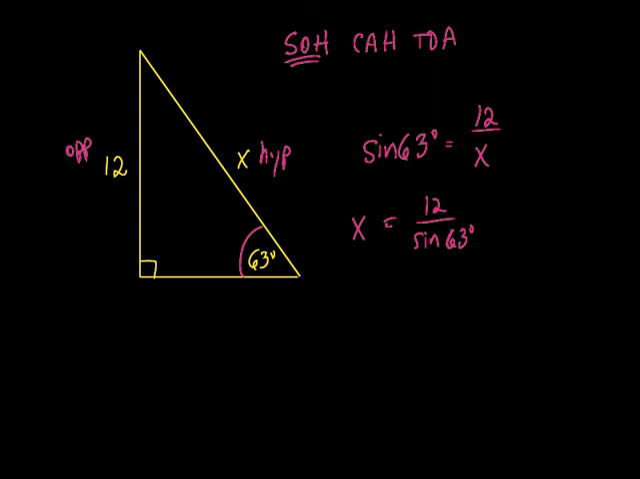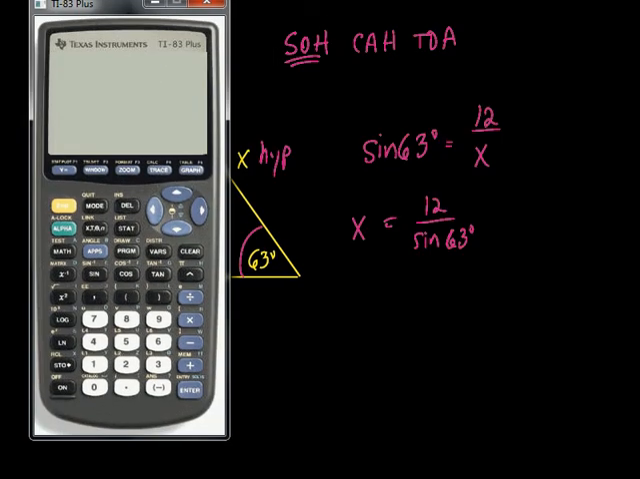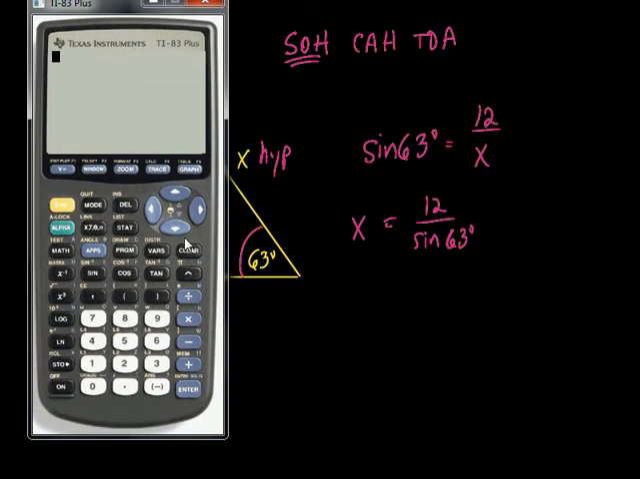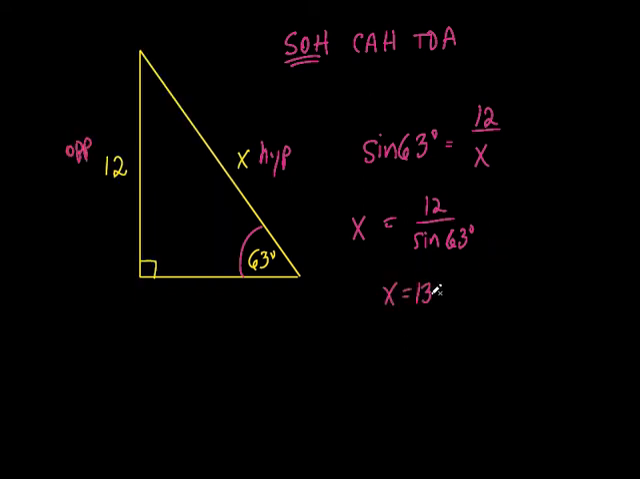Now, we're going to plug that into our calculator, and let's see what we get. We get 12 divided by the sine of 63. So I hit sine of 63, and I get 13 point... I think this still goes two places, right? 13.47. And that's what x is. Does it make sense that it's 13.47? Sure it does, because it's got to be the longest side, right? It's bigger than 12, so yeah, it makes sense.